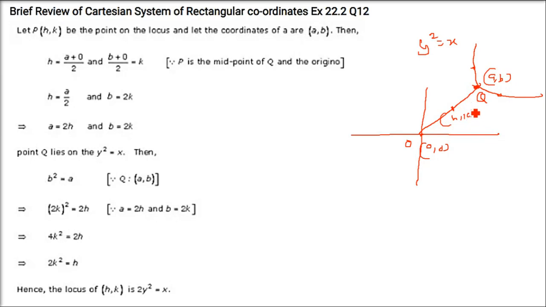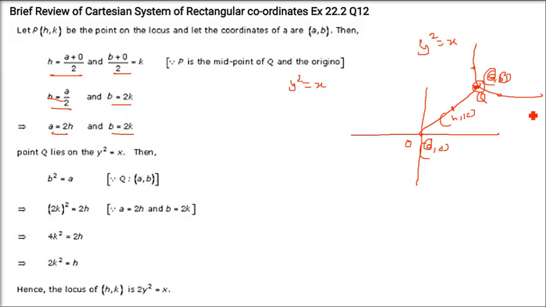Now the midpoint is H comma K. So what is H? 0 plus A by 2, we did just now. And K will be 0 plus B by 2. So you have H equals A by 2. So A shall be equal to 2H and B will be equal to 2K. So now you have A and B.